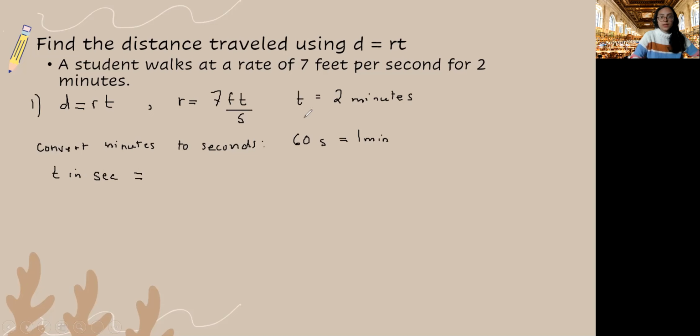This is how you would do it. You would write 2 minutes and multiply it with this: 1 minute at the bottom and 60 seconds at the top. Now, if you notice, the minutes will cancel, and we multiply 2 times 60, and that will be 120 seconds. Now that we have the same unit of time as rate, we can continue to do our multiplication.